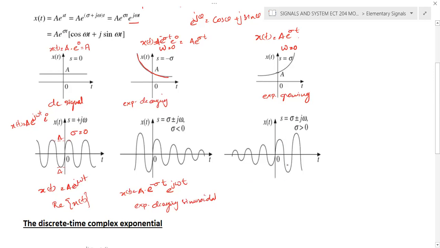Now we can see that here sigma value is greater than 0, that is sigma is positive, so you'll get x of t is equal to a e raised to sigma t. Sigma is positive, means it's a growing signal, into e raised to j omega t. Okay, so again e raised to j omega t means it's a sinusoidal behavior, so we'll get an exponentially growing sinusoid.